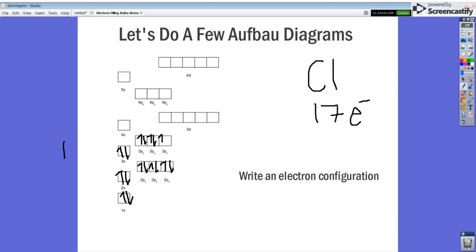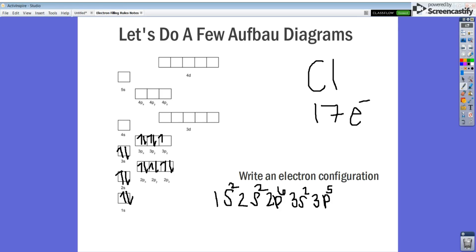So 1s, and there are 2 electrons in the 1s. Then 2s, there are 2 electrons in there. The 2p, right, we write all of the p's together, so it's just 2p. There are 6 in the 2p. In the 3s, there are 2. And in the 3p, there are 5. Okay, so that's the electron configuration for chlorine.